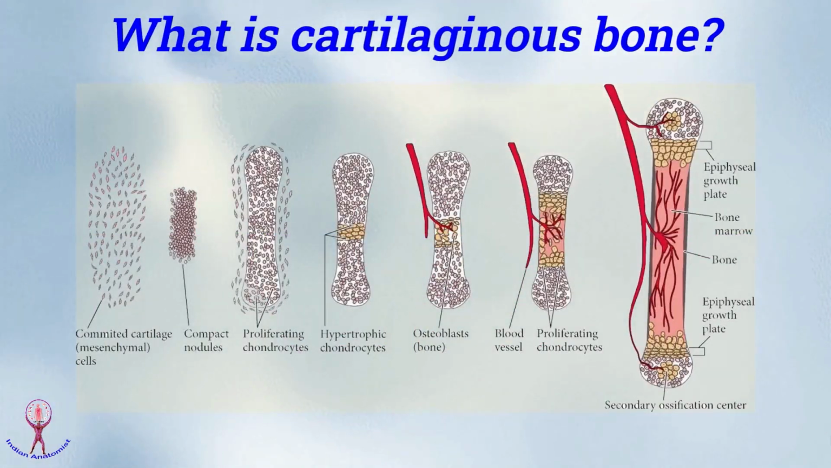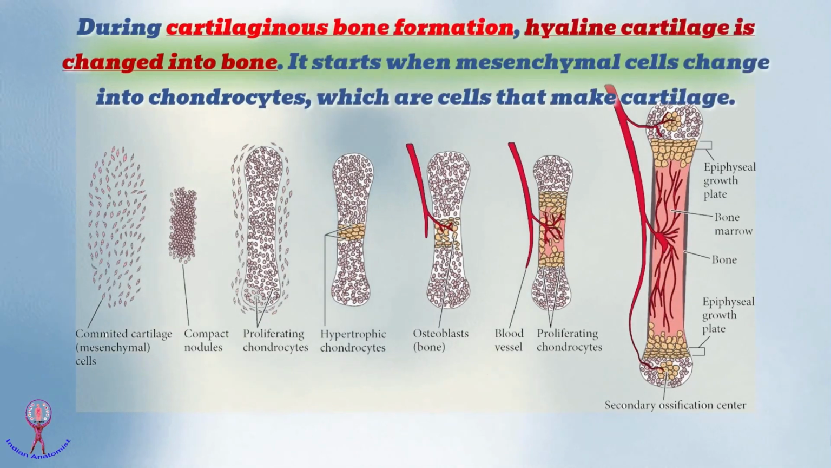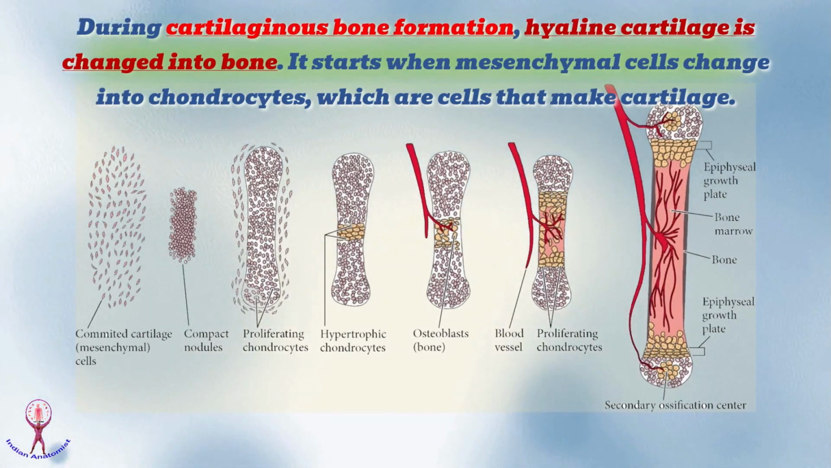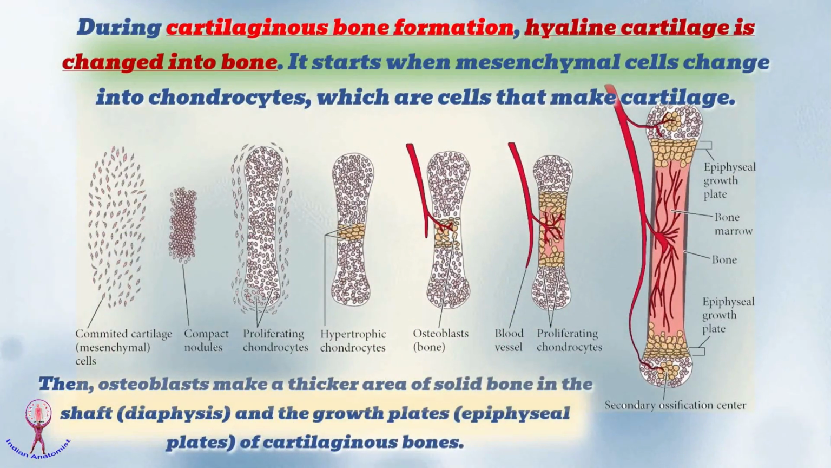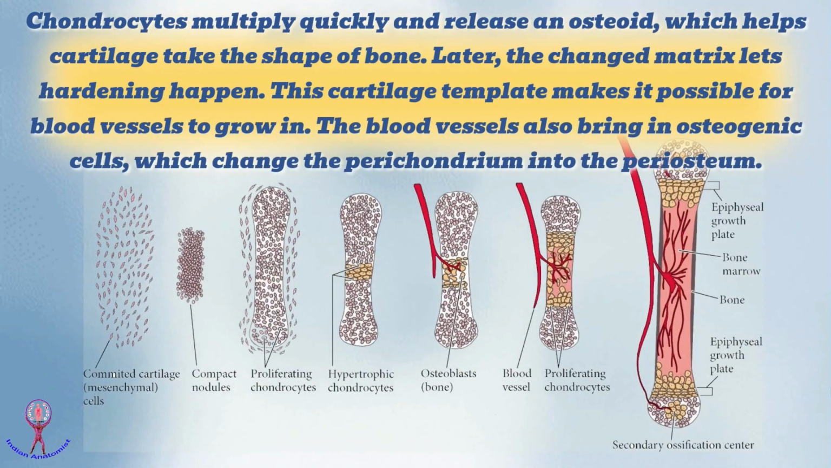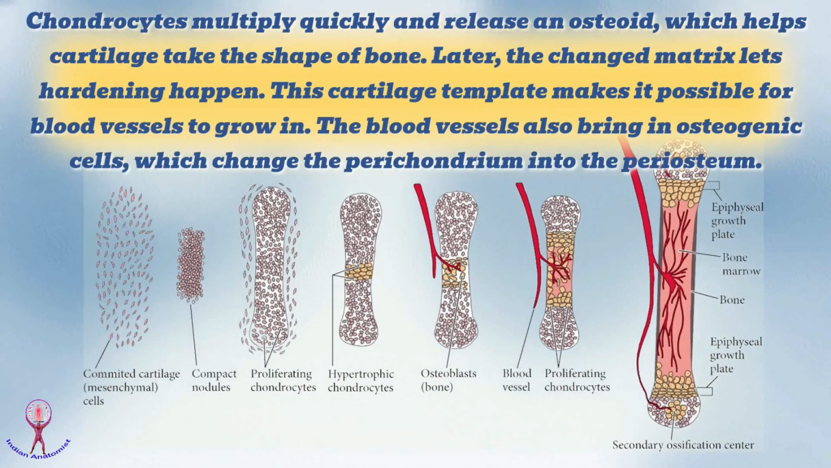What is cartilaginous bone? During cartilaginous bone formation, a hyaline cartilage model is changed into bone. It starts when mesenchymal cells change into chondrocytes, which are the cells that make cartilage. Then, osteoblasts make a thicker area of solid bone in the shaft or diaphysis, and the growth plates or epiphyseal plates of cartilaginous bones. Then, chondrocytes multiply quickly and release an osteoid, which helps the cartilage take the shape of bone. Later, the changed matrix lets hardening happen.